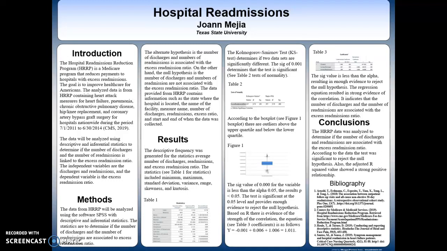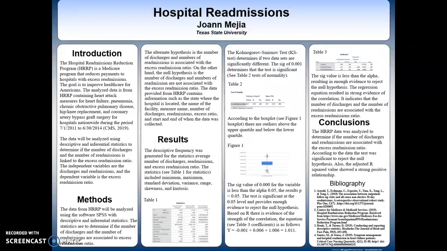According to the box plot, you can see in Figure 1, there are outliers above the upper quartile and below the lower quartile. The sig value of 0.00 for the variable is less than the alpha 0.05. The results: P is less than 0.05. So the test is significant at the 0.05 level and provides enough evidence to reject the null hypothesis. Based on R, there is evidence of the strength of the correlation.